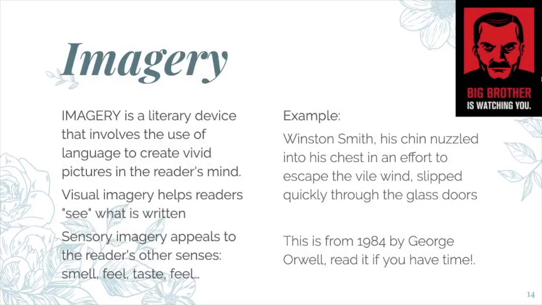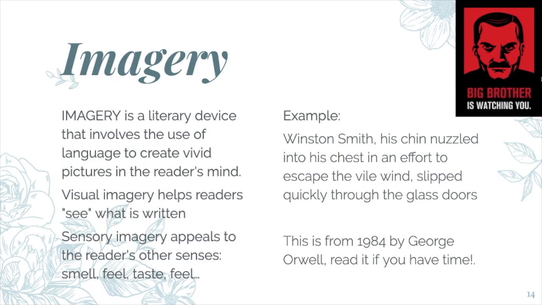Next up is imagery. Imagery is a literary device that involves the use of language to create vivid pictures in the reader's mind. Visual imagery helps readers see what is written. Sensory imagery appeals to the reader's other senses, such as smell, feel, taste, listening. Not sure why feel is there twice.